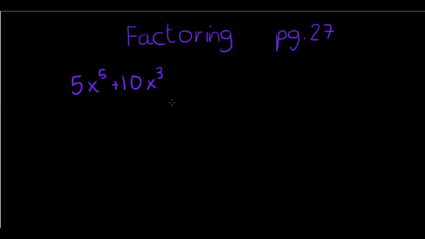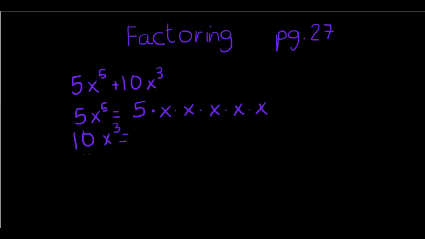So I'm going to use prime factorization. First, let's go ahead and list all the prime factors of 5x to the 5th. Well, 5 is a prime number, so its only factors are 5 and 1. So I'm just going to write 5. And x to the 5th represents 5 x's. Now I'm going to list all the prime factors of 10x to the power of 3. The prime factors of 10 are 2 and 5. 2 times 5 is 10. Both of them are prime numbers. And then I'm going to expand x to the power of 3.